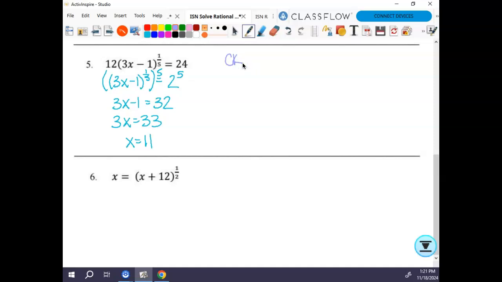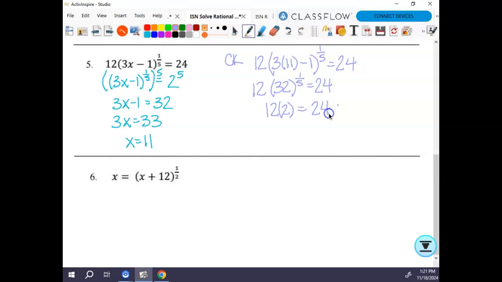So I'm going to check it. I'm going to get 12 times 3 times 11 minus 1 to the 1/5 power equals 24. So this is 12, and then 3 times 11 is 33 minus 1 is going to give me 32 to the 1/5 power, and that equals 24. So 32 to the 1/5 is the 5th root of 32, which the way we got it was by taking 2 to the 5th. So we'll go backwards, we get 2. So I get 12 times 2 equals 24. I feel like that is a true statement, so I like my answer.